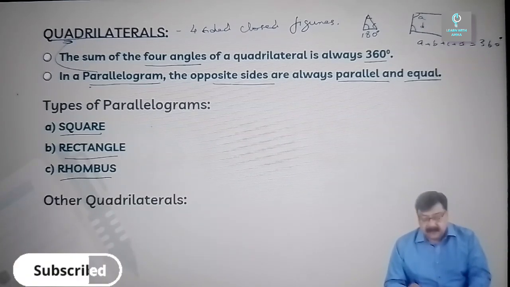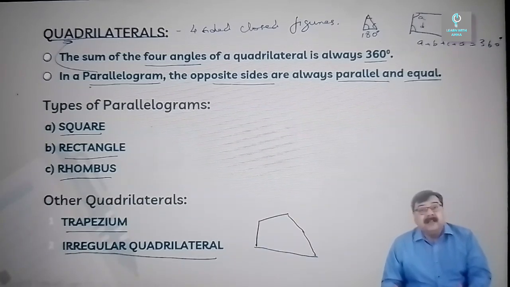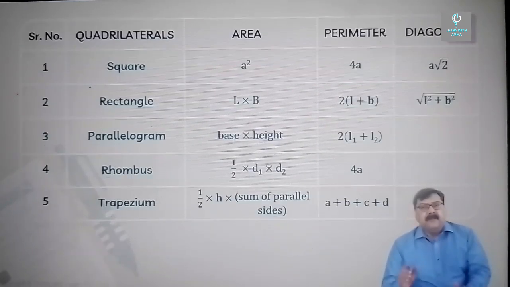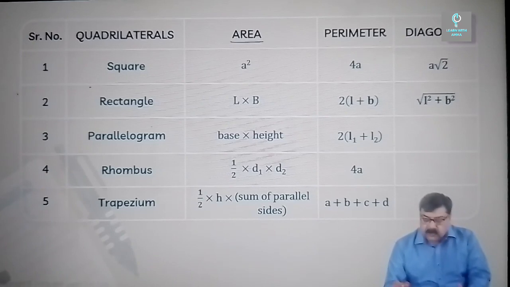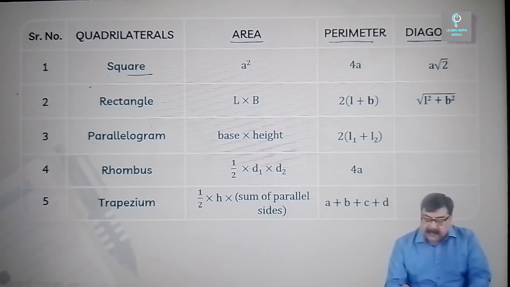Other quadrilaterals, we have trapezium, and irregular quadrilaterals, like a figure which is neither a square nor a rectangle nor a rhombus nor a trapezium. It's an irregular quadrilateral. Now for finding out the areas and the other details, here we have a table which shows the area, perimeter and diagonal for various quadrilaterals. For a square, the area is a square.